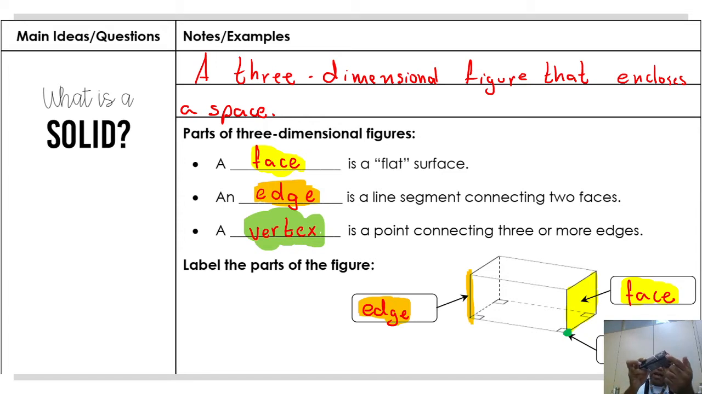And what is the vertex? The vertex, guys, is the corner. Okay, we have one corner here. It is the point connecting three or more edges. Okay, all the corners here are vertices. As you can see, I have a color code here to be sure you understand what each thing is. Okay, great. Let's go ahead to the next slide.